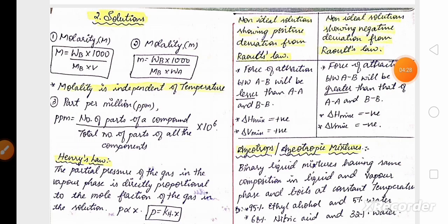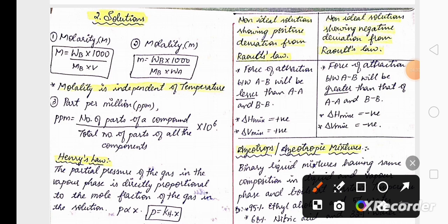This chapter has one more difference, that is, non-ideal solution showing positive deviation from Raoult's law and non-ideal solution showing negative deviation from Raoult's law. In case of positive deviation from Raoult's law, the force of attraction between solvent and solute is lesser than that of solvent-solvent and solute-solute, and delta H mix and delta V mix are both positive. In negative deviation from Raoult's law, the force of attraction between solvent and solute is greater than that of solvent-solvent and solute-solute. Delta H mix and delta V mix are both negative.